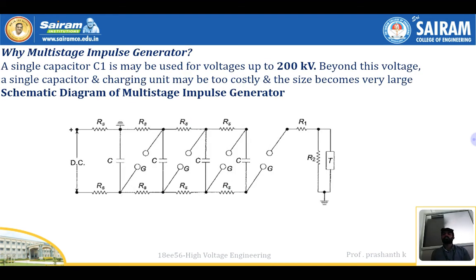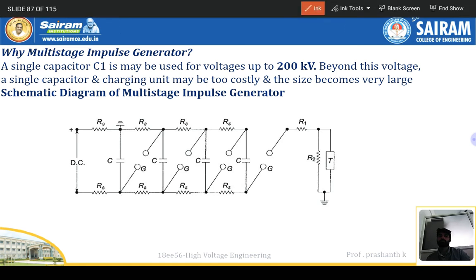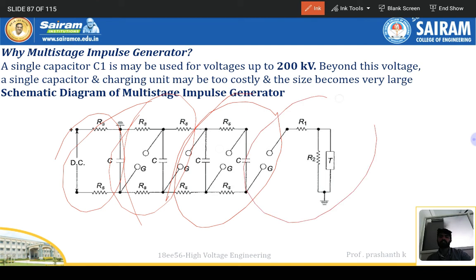This is the circuit of a multi-stage impulse generator. A single capacitor C1 may be used for voltages up to 200 kilovolts. Beyond this voltage, a single capacitor and charging unit may be too costly and the size becomes very large. So the schematic diagram of the multi-stage impulse generator is this one. See the connection here, this part is multi-stage. Finally, we get the output like this.